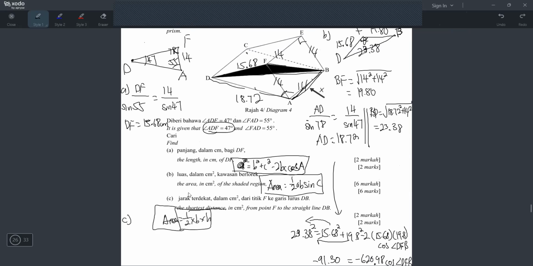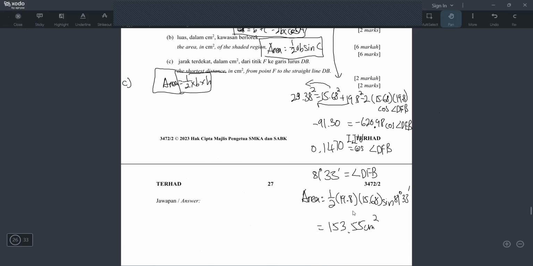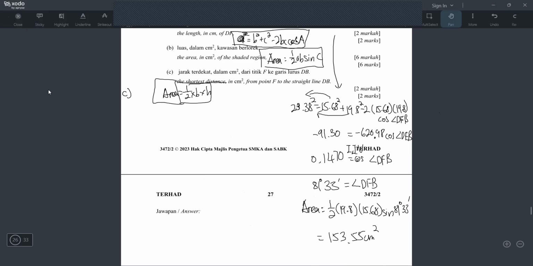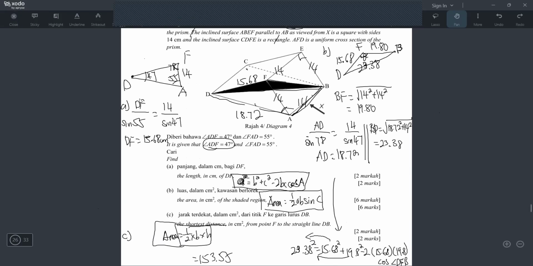But let's see which area of triangle I'm finding. Which triangle's area I have to find. So they want the shortest distance from F to DB. So definitely we are talking about this triangle, right? F to DB. But guess what? We already have the area of this triangle. We already found it just now by using the 1 over 2 AB sine C formula. So it's 153.55, right? But now I want to find shortest distance from F to DB. So let's draw a shortest distance from F to DB using red color.